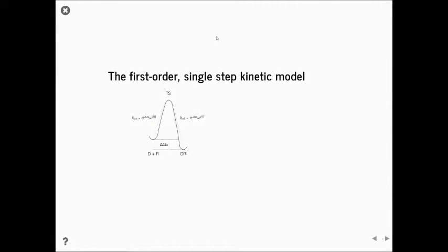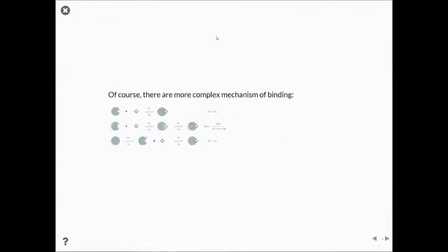The first one is the one we've seen here, from the unbound starting point to bound, without any conformational change or any intermediates in the pathway. The second mechanism is called induced fit. In this mechanism, the protein is in a specific conformation in solution, and when the ligand approaches, it first forms a complex, followed by a second step in which the ligand and the protein adapt to each other and form the final complex.